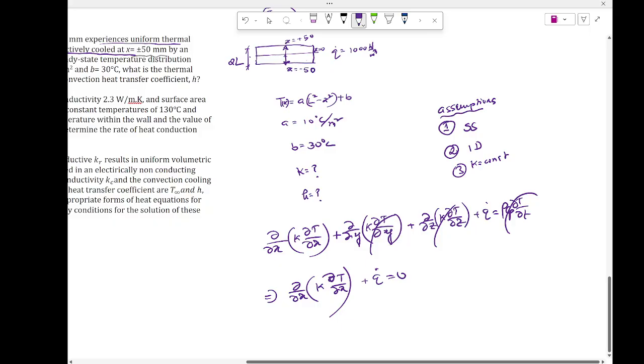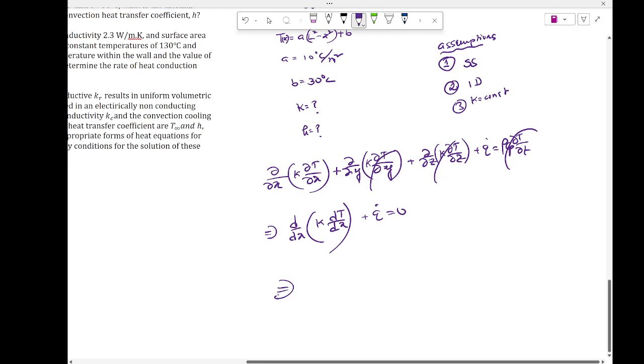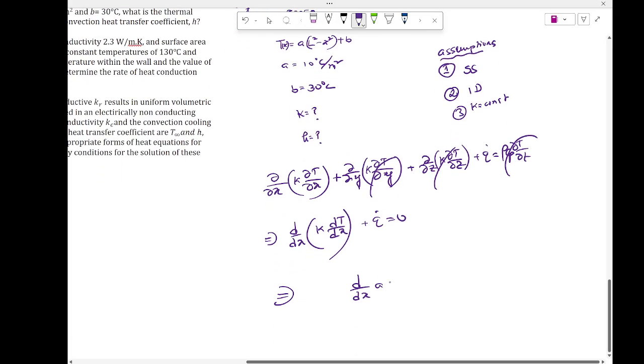How many of you don't understand this? Everyone understands this? All right, so what will be our next approach? From partial, it became an ordinary derivative, because it's just 1D. So I'm going to write it as d by dx, dT by dx. Now, do I know the k equation? What is my k equation? A(L² − x²) + b.